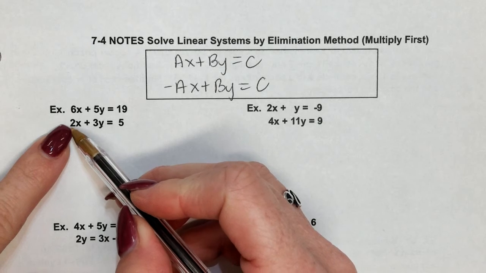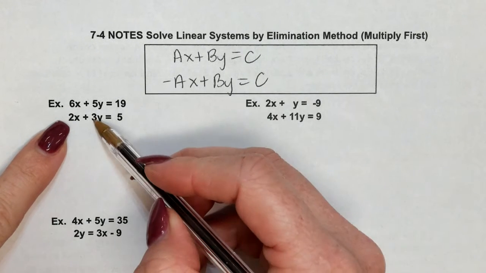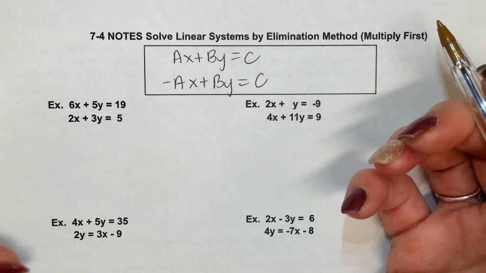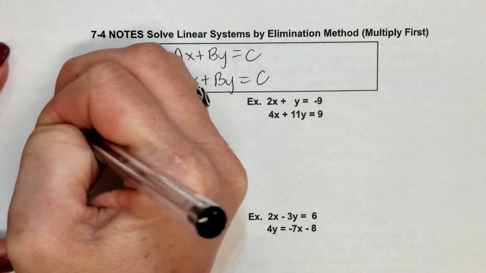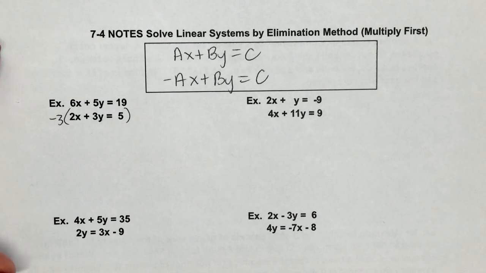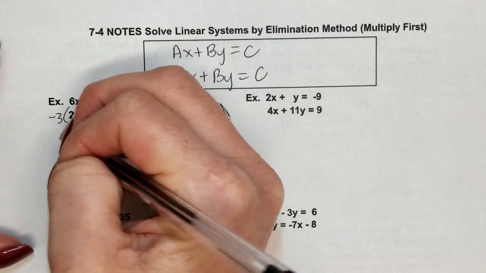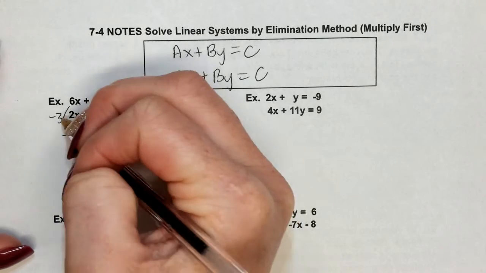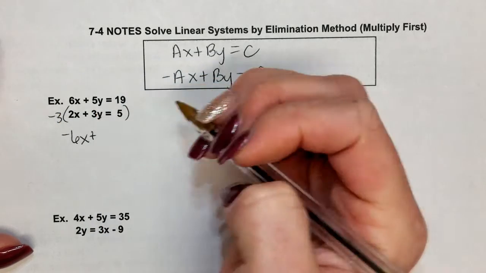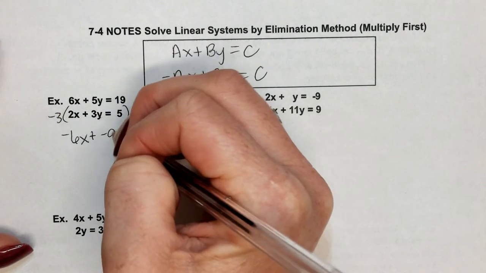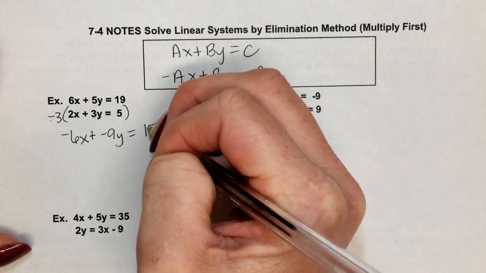Well, I can turn 2 into 6 by multiplying by 3. I cannot turn 3 into 5. So I'm going to go with the x's, and I'm going to multiply this entire equation by negative 3. Okay, so I have negative 3 times 2x is negative 6x. And I'll just bring my plus sign down. Negative 3 times positive 3 is negative 9y. And negative 3 times 5 is 15.